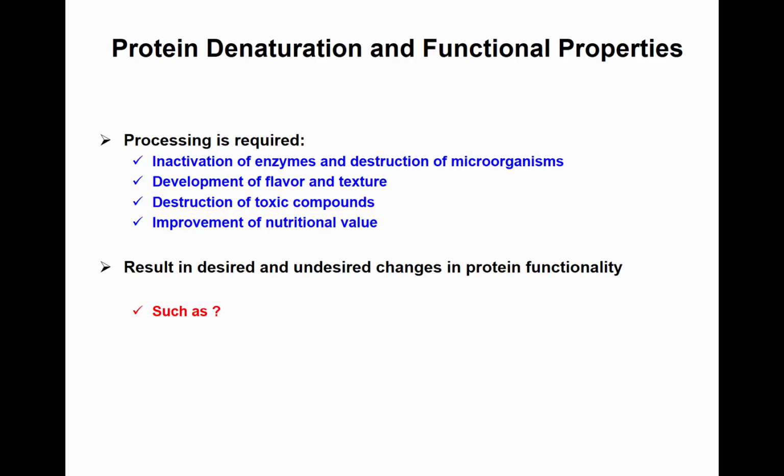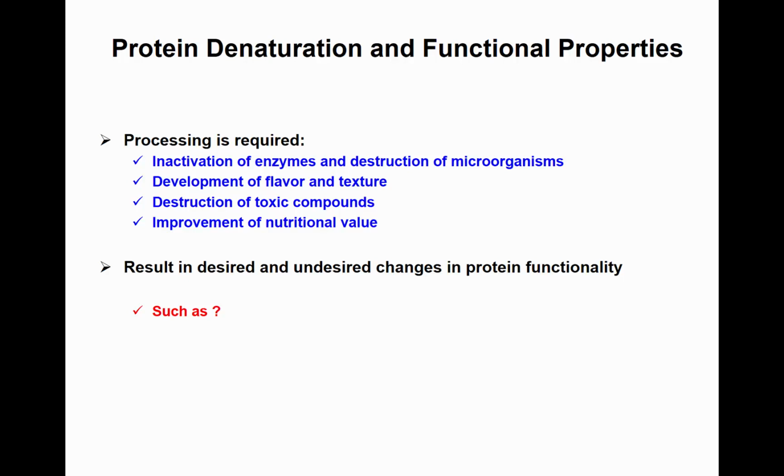So food is processed, and it's processed for so many different reasons. First of all, inactivation of enzymes, for example, that would prevent browning of food or prevent proteolysis or lipolysis in food. So heating inactivates enzymes, and of course, destruction of microorganisms, food safety. So we process to pasteurize the food and sometimes sterilize the food. So we have to process. Also, development of flavor and texture.